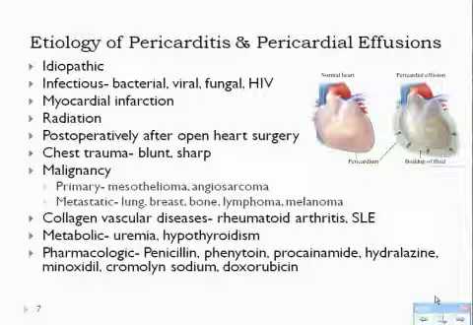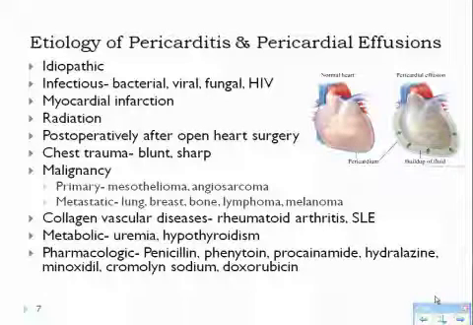Some can be due to infectious causes such as bacteria, fungi, viruses, or HIV. Myocardial infarctions can also lead to an inflammatory process which causes pericardial effusions. Radiation can cause an inflammatory response, which can cause significant pericardial effusions. Usually they're very gradual, so as a consequence they are large in volume. Postoperatively, after open heart surgery, those are usually bloody effusions, and they can go to tamponade pretty quickly.